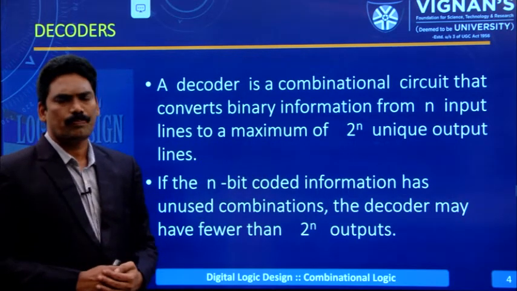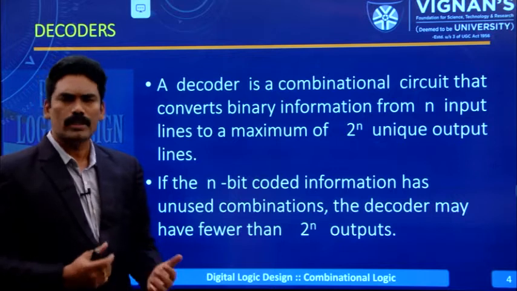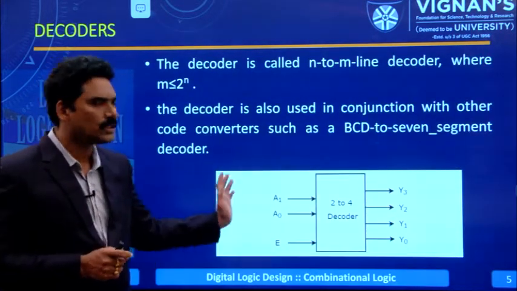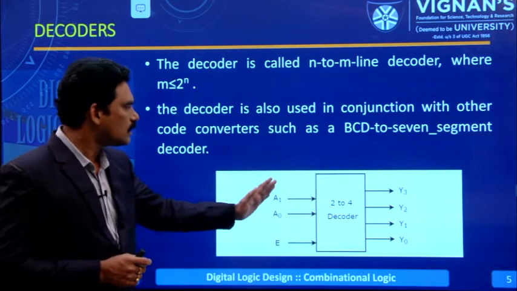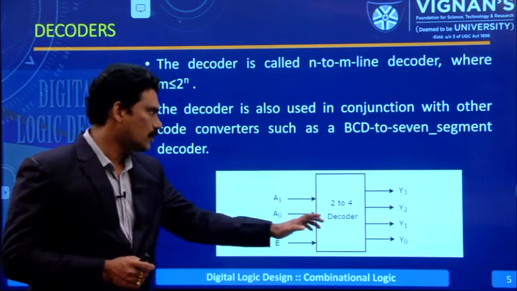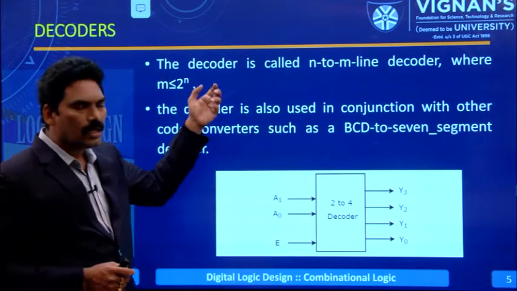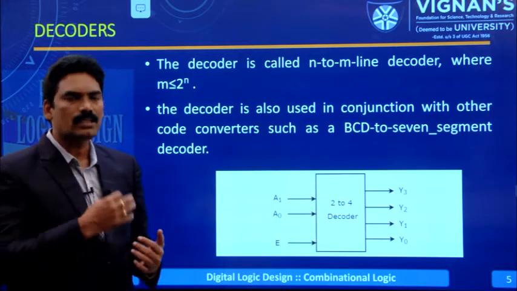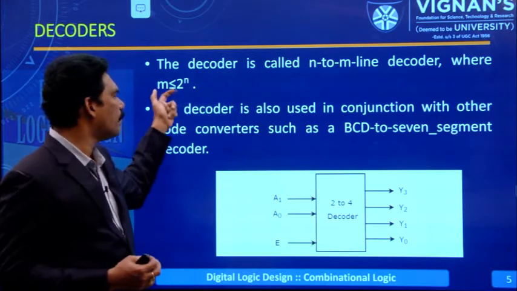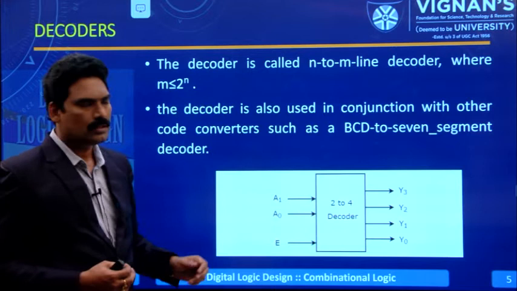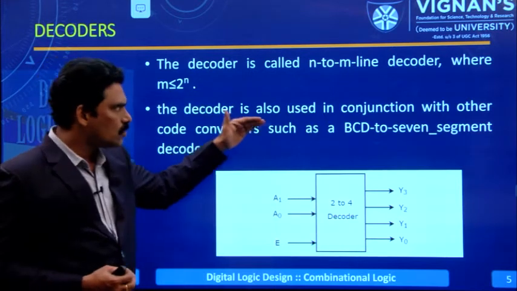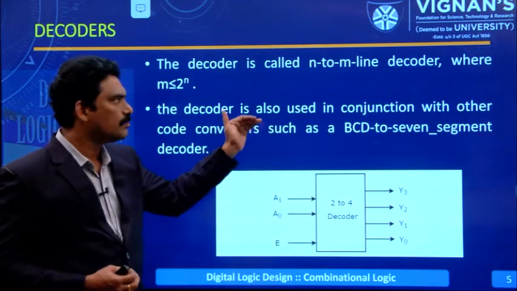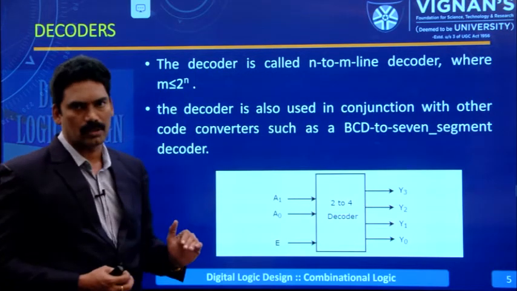Suppose we consider one decoder, the 2 to 4 line decoder. It takes 2 inputs and produces 4 outputs. The decoder is called an n to m line decoder, where m is less than or equal to 2 to the power of n. The decoder is also used in conjunction with other code converters, such as the BCD to 7 segment decoder.